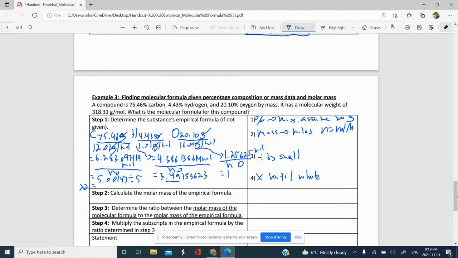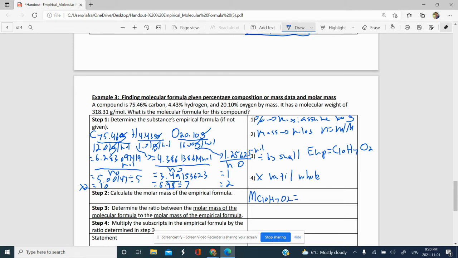So we'll get 5 times 2 is 10. And then this 3.49153623 times 2 is about 6.98 with a few more after, but we can round that in the roundable range right now to 7. And then this is also multiplied by 2, so that's 2. So the empirical formula is C10H7O2.